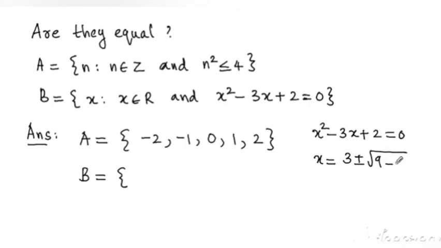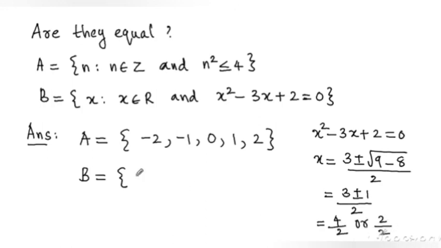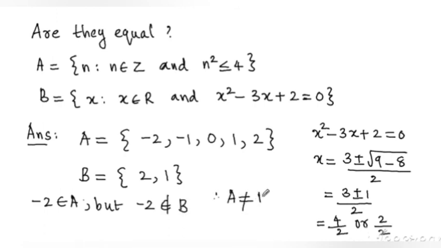So 3 plus or minus the square root of 9 minus 8, over 2. So 3 plus or minus the square root of 1, which is 1, over 2. That means 4 by 2, or 3 minus 1, so 2 by 2. That means two values are there, 2 and 1. These are real numbers, and you can see 5 elements are there in set A, while in set B only 2 elements. So negative 2 belongs to A, but negative 2 does not belong to B. So A cannot be equal to B. In this case A and B are not equal sets.